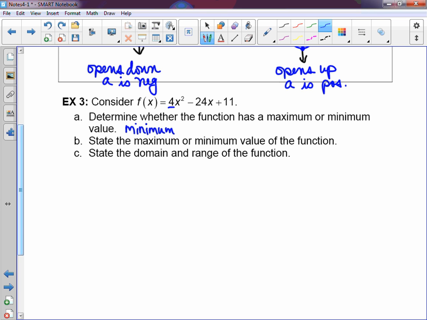State the max or min value of this function. What did I just tell you? It's going to be your vertex. Right, it'll be your vertex. So we're actually looking for the minimum, right? So I'm going to identify my A is 4, my B is negative 24, and my C is 11. Okay, so it looks like we need to find x equals negative b over 2a. That locates our axis of symmetry, which also helps us find our vertex. So go ahead and plug those values in.